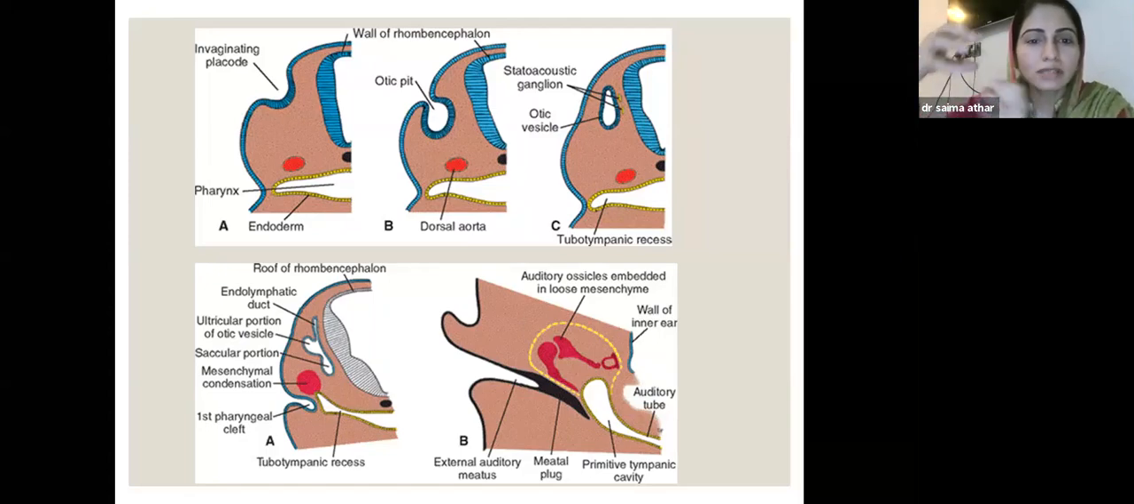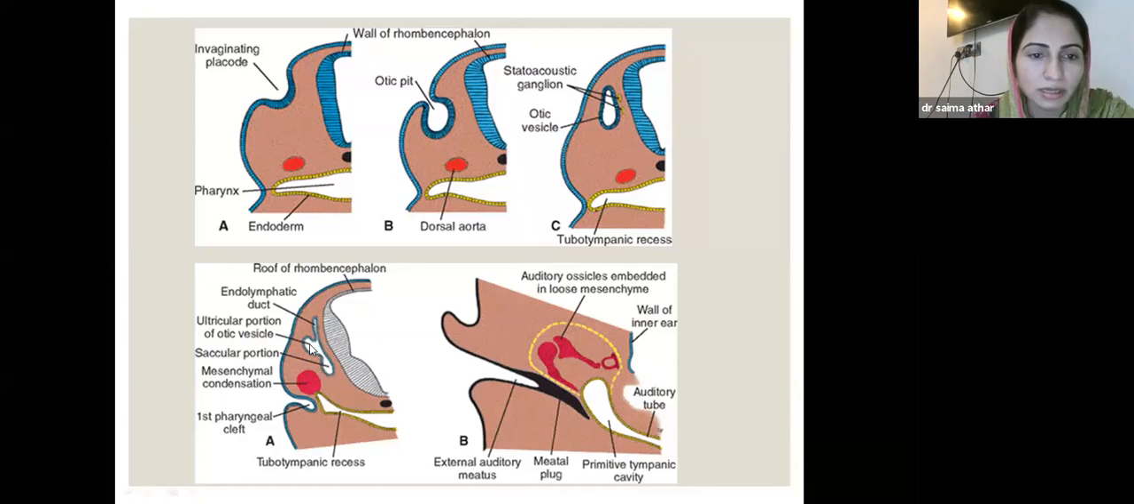Okay? What will the ventral portion form? The ventral portion will form the saccule. The dorsal portion will form the utricle. Okay? From the saccule the cochlea will develop, and from the utricle what will develop? Semicircular canals.